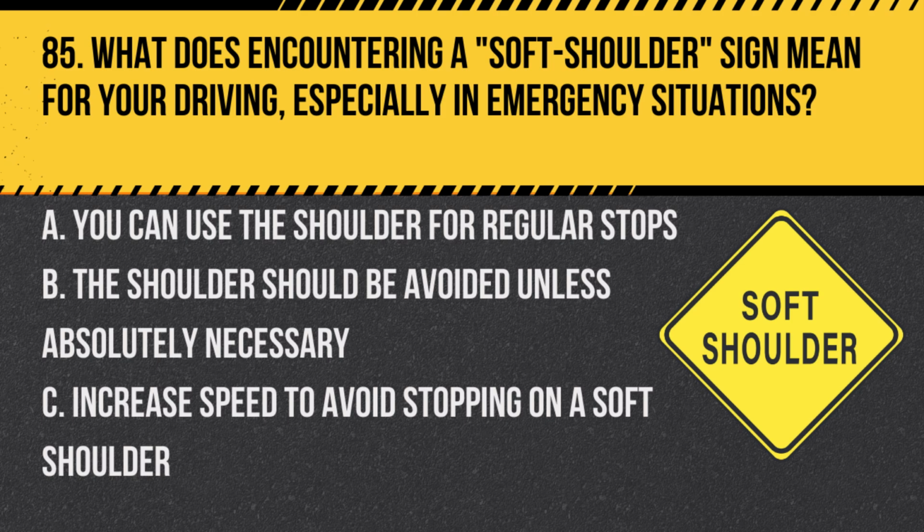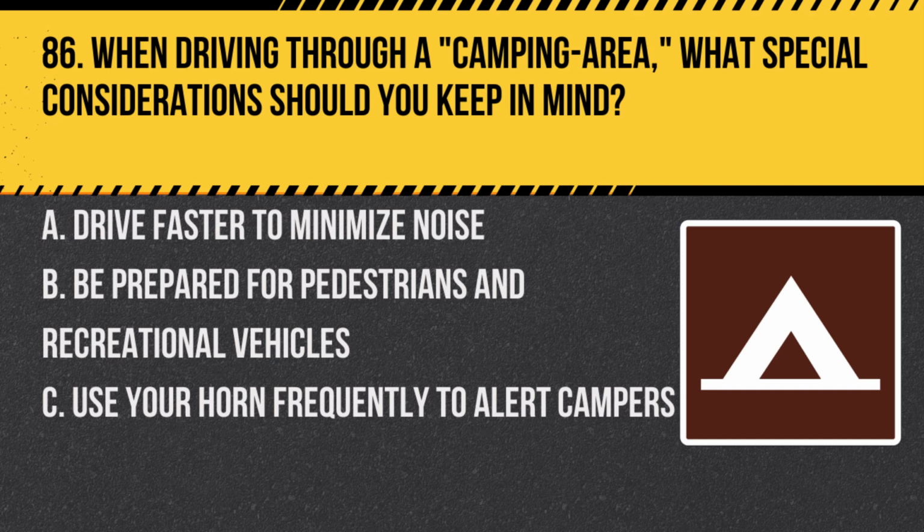A. You can use the shoulder for regular stops. B. The shoulder should be avoided unless absolutely necessary. C. Increase speed to avoid stopping on a soft shoulder. Answer: B. The shoulder should be avoided unless absolutely necessary. Soft shoulders might not provide stable support for vehicles. Question 86. When driving through a camping area, what special considerations should you keep in mind?